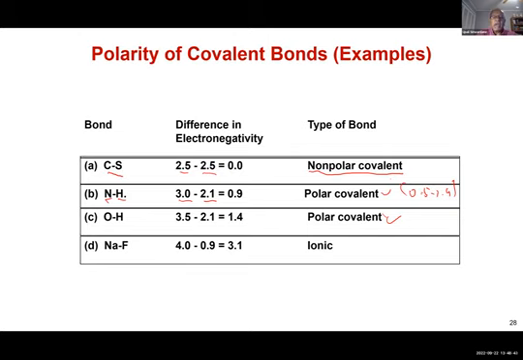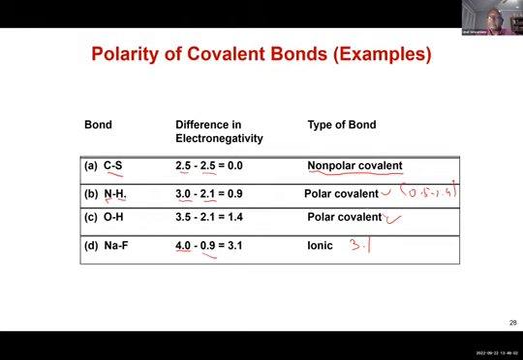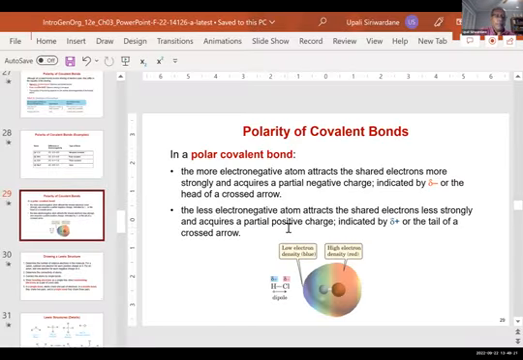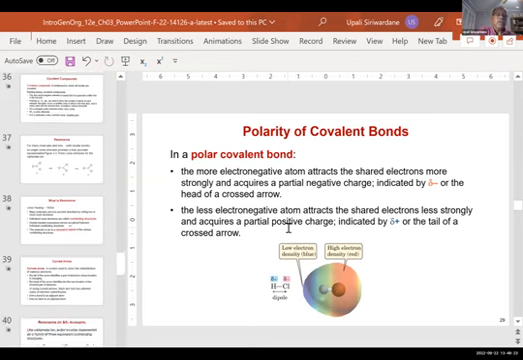For example, ionic compound. Fluorine has higher electronegativity. That's the one. It should be greater. When you subtract this, 3.1. So you can see it's greater than 1.9. Therefore, it's ionic. So that's how you predict the polarities.